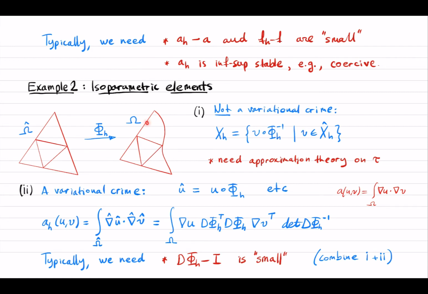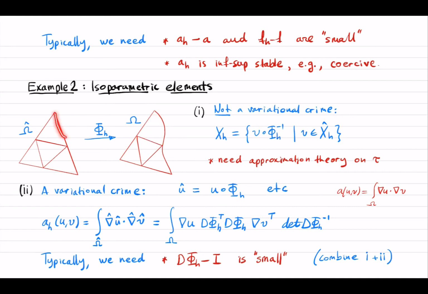So for example, in the next iteration, we are going to get such a small triangle, and this small triangle with straight edge is close to the small triangle with the curved edge compared to the bigger triangle with the straight edge. We can also combine these two approaches.